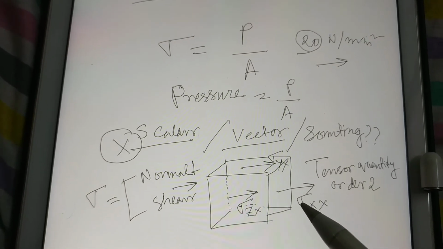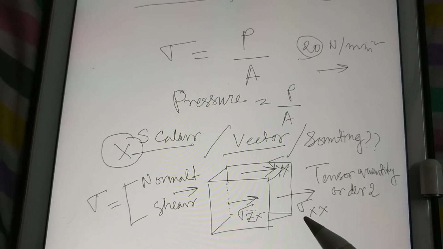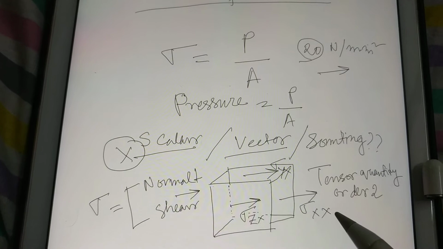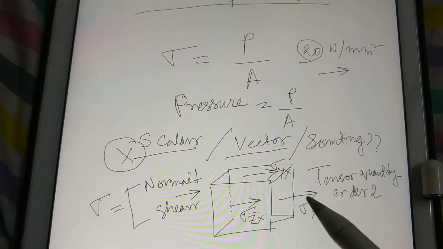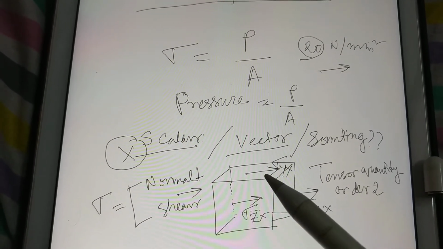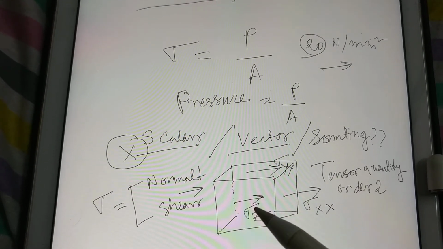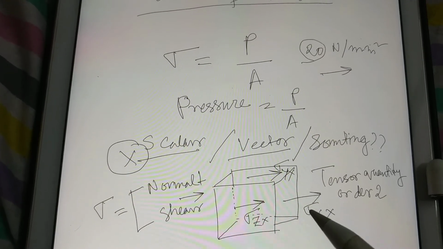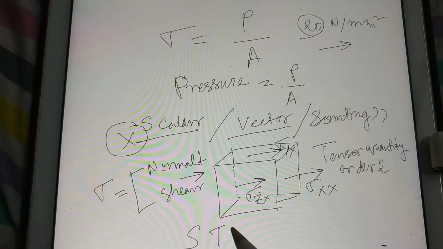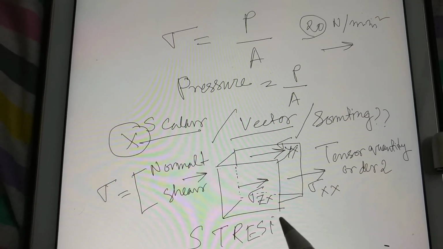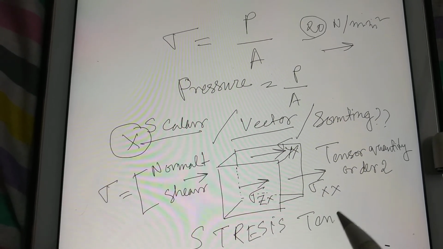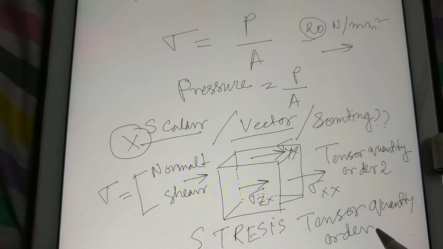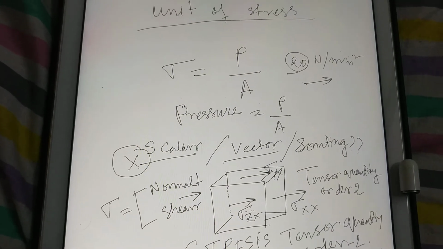Now I conclude: stress has a value as well as a direction as well as a plane, in which plane the stress is acting. In this sigma xx, this is perpendicular, so this is the normal stress. This is yx, which is parallel to that plane, so that is the yx plane, and this is parallel to the zx plane, so these are always shear stress. So finally we conclude that stress is a tensor quantity of order 2.